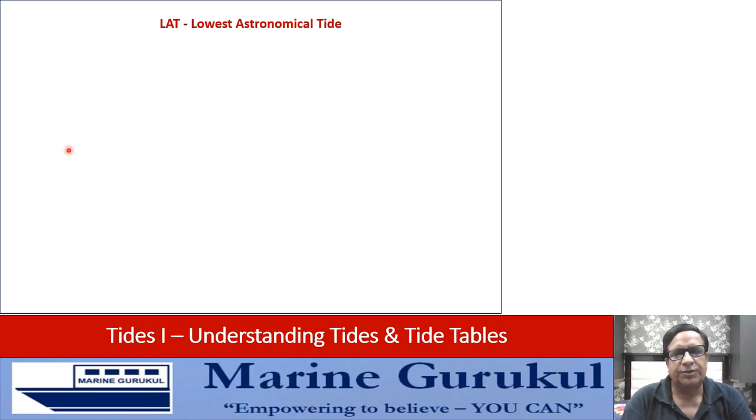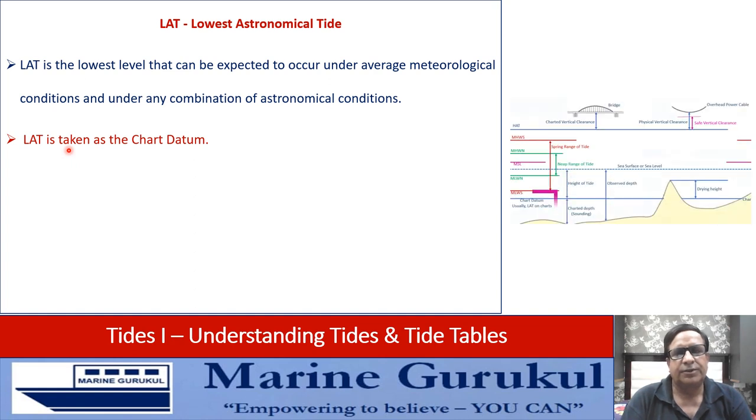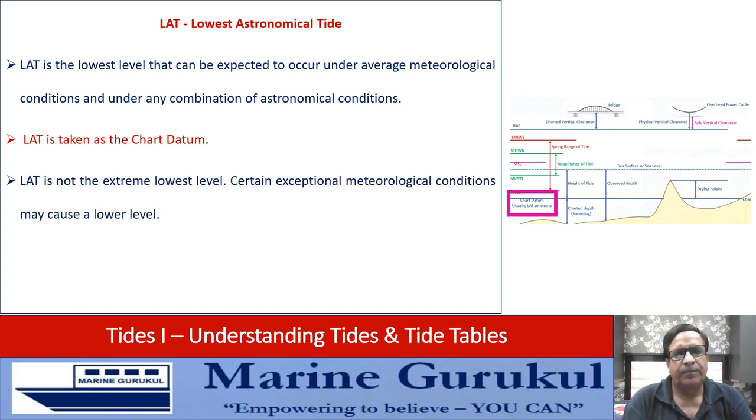LAT, lowest astronomical tide. LAT is the lowest level that can be expected to occur under average meteorological conditions and under any combination of astronomical conditions. LAT is used as chart datum. You can see in this diagram here, this level is the LAT level and is also the chart datum. We'll see it in a bigger diagram in a while.